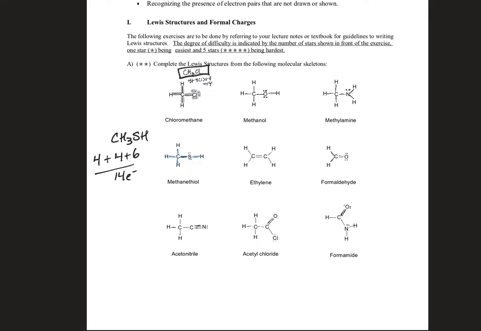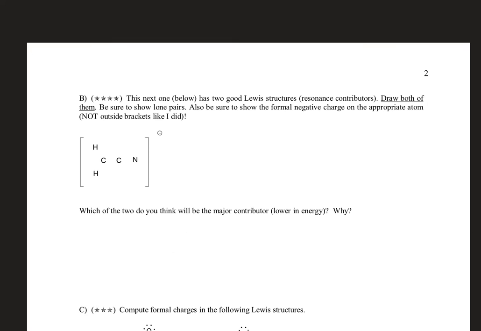And the rest of them will just follow the same type of procedures to get the correct responses. All right, question B, 4 stars. The next one below has 2 good Lewis structures, we'll call resonance contributors. Draw both of them. Be sure to show lone pairs.